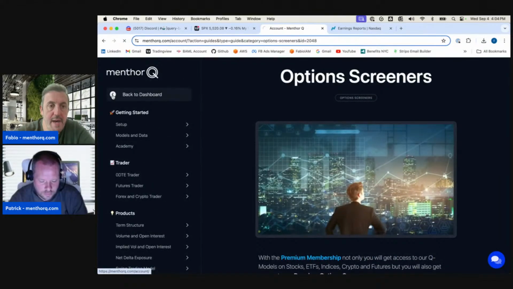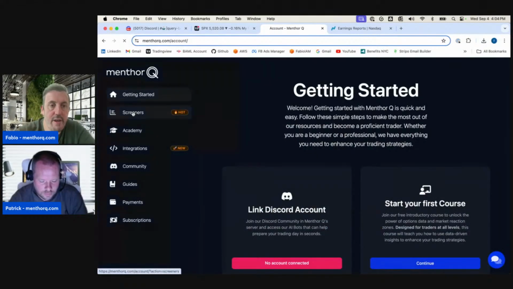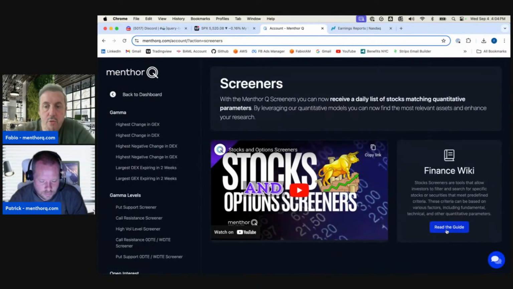If we go back, let's go into the section of the screener. Here again is the link to the guide, the same one that we saw, and a link to the video. This explains what the screener does and what types of screeners we have. On the left-hand side, we divide the screeners by category. The first one is our gamma screener. We're going to look at change in gamma and delta. Here, for example, we have change in gamma, change in delta, negative change in delta, and negative change in gamma. Largest delta and gamma expiring in 2 weeks is very important, because we want to look at gamma and delta that could affect price movement.